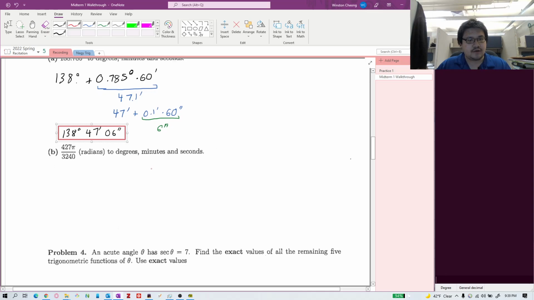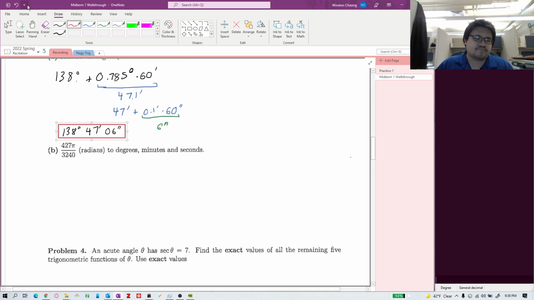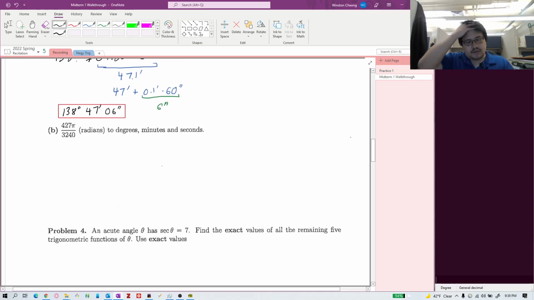Computers. Okay, great. Whatever. Okay, now we have this measure in radians that we want to convert to DMS. Well, we know that the procedure for doing this is we convert from radians to degrees, and then we go from degrees to DMS. The conversion to get to degrees, let's set this up.